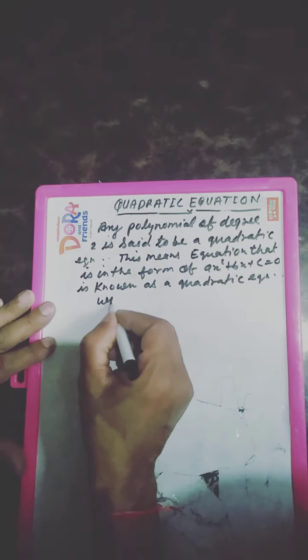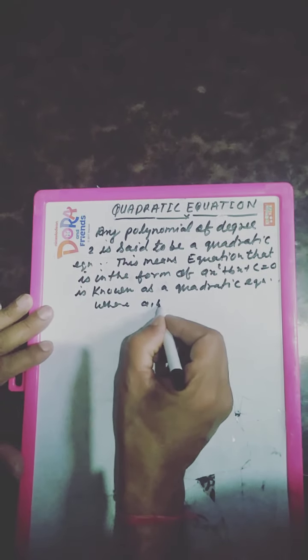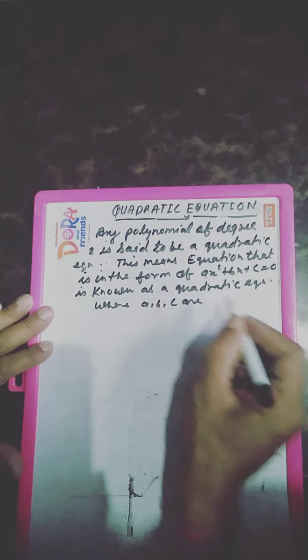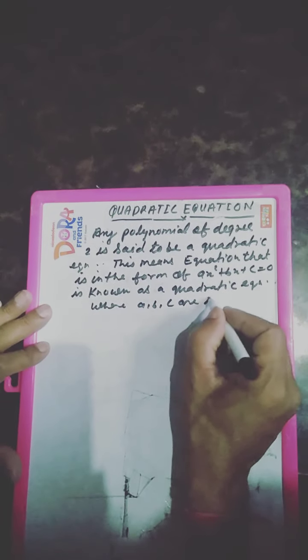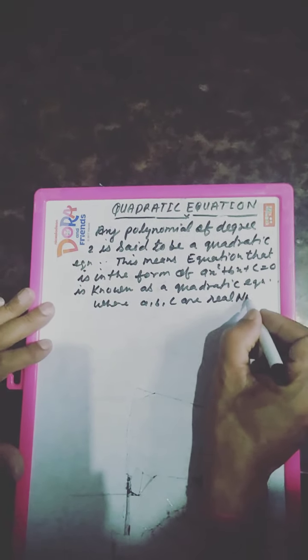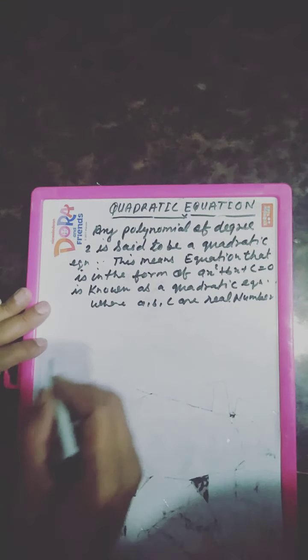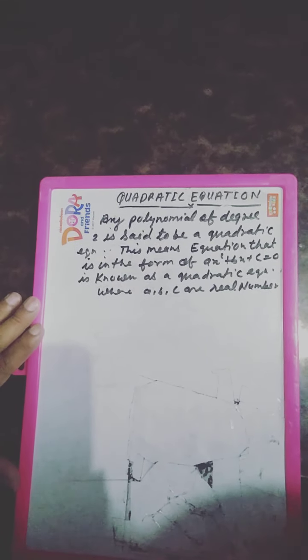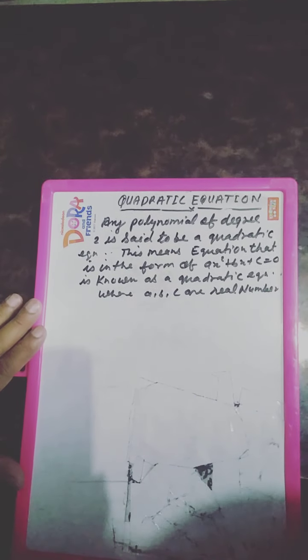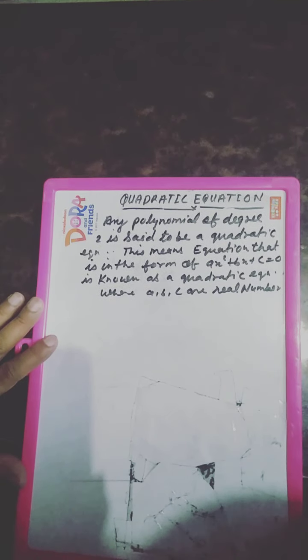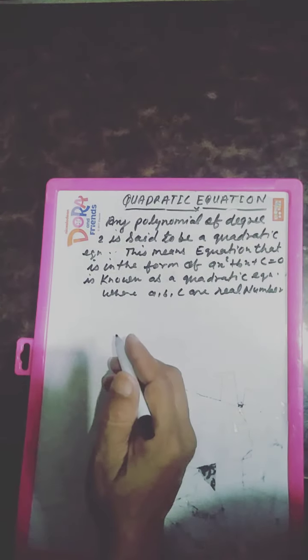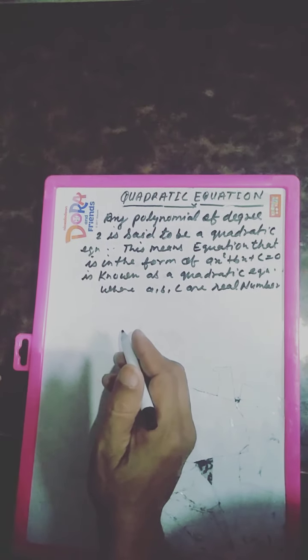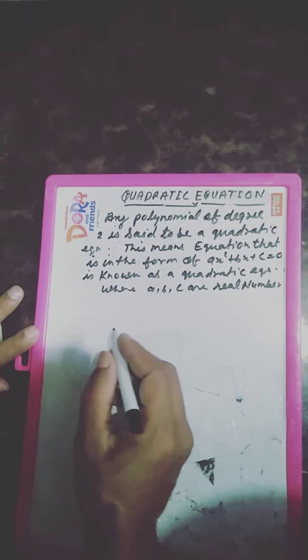where a, b, c are real numbers. So after that, if you are given any expression, how can you identify whether that expression is quadratic or not? To describe it, we will take an example by which we can justify whether the given expression is quadratic or not.